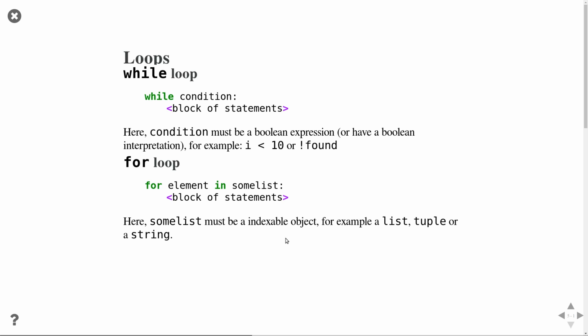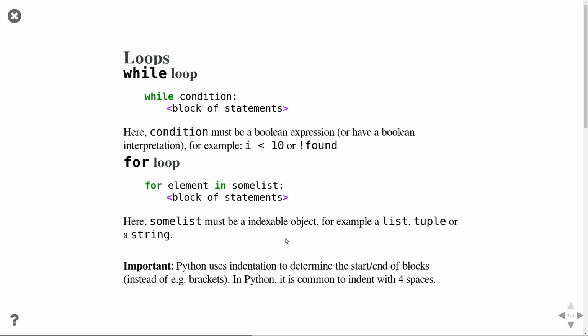And so as I mentioned, this some list argument here must be an indexable object. So for example, you can use a list, you can do for loops over lists or tuples or strings, because they're all objects where you can use the index notation. And as I mentioned, something really important to note is that both for for loops and while loops, you need to use indentation to determine the start and the end of the blocks. So there are no brackets in Python. And so the default is to use 4 spaces.